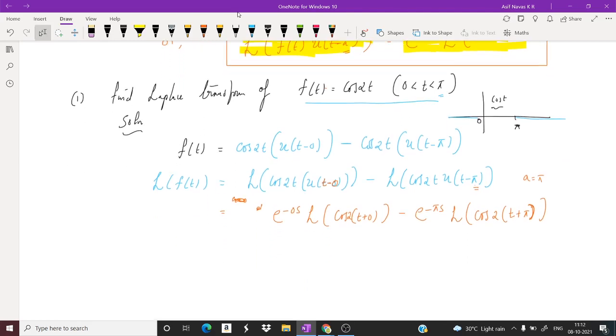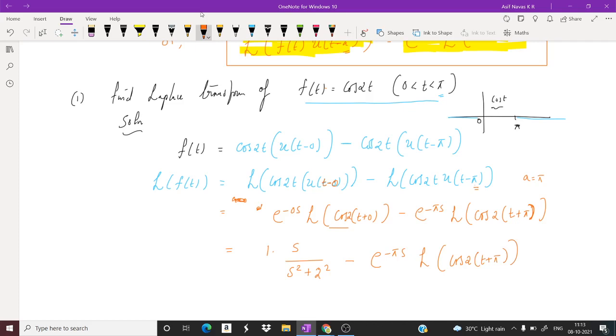Now we will write. So this is e raised to minus 0, which is 1, into L of cos 2t. L of cos 2t is s by s square plus 2 square, minus e raised to minus pi s L of cos 2 into t plus pi.